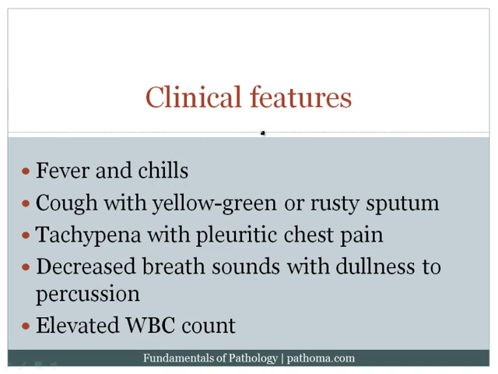Clinically, the patients who have pneumonia present with fever and chills. That's because the organisms often leak out into the blood, which then results in fever and chills. There can be cough with yellow-green or rusty sputum. The yellow-green would represent pus, and the rusty sputum representing blood. Tachypnea with pleuritic chest pain can also be seen. This is particularly important, the pleuritic chest pain.